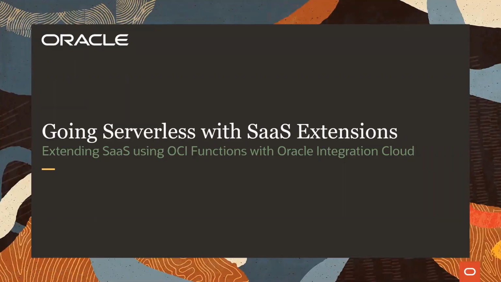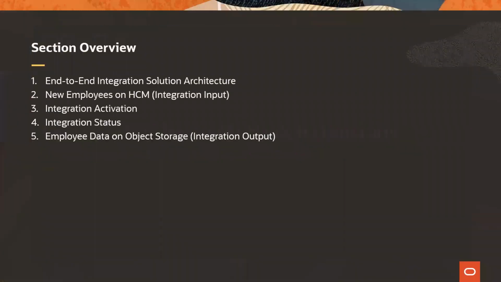My name is Norman, and today we will demonstrate how we can extend software service applications like Oracle's HCM with OCI resources such as Oracle Functions. For the first section, we're going to show and discuss the end-to-end integration architecture of our full SaaS to OCI connectivity. Next, we're going to create inputs for integration to process 2 new employees on HCM. Then we're going to activate our integration, check its status, and finally view the output of our integration object storage.